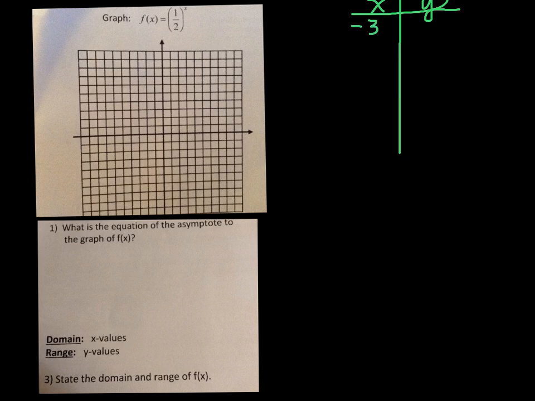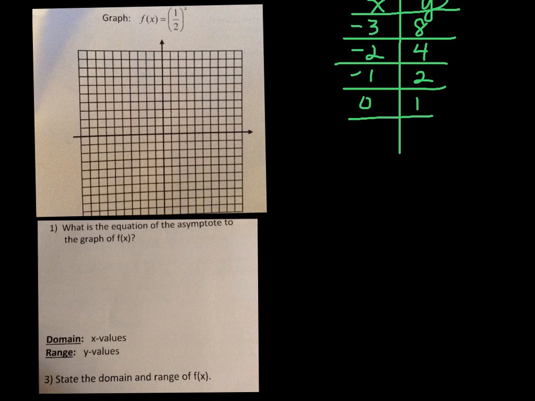And if you go to that table of values, you should see that the y value that corresponds with that is 8. And then -2 would be 4. -1 is 2. 0 is 1. And then let's do the positives of those numbers. So 1 is 1/2. +2 would be 1/4. And lastly, 3 would be 1/8.